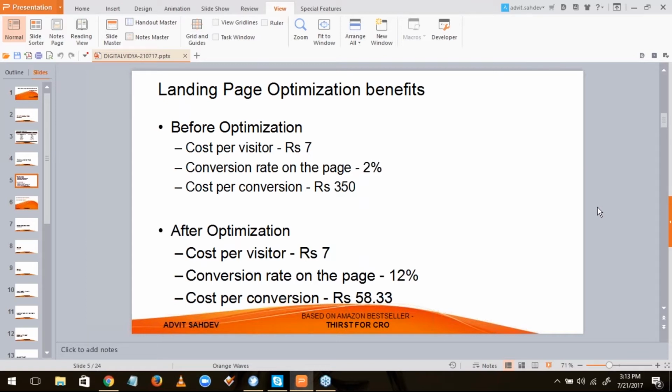Now, to a business, this is a huge benefit because suddenly their cost per conversion has decreased from 350 rupees to 58.33 rupees. That is what every business wants to achieve, right? They haven't cut down on the visitor cost. They haven't increased any offers, or done anything special. They can still get the same amount of traffic, but the cost per conversion is so low that it is a must-do activity for any and every business.